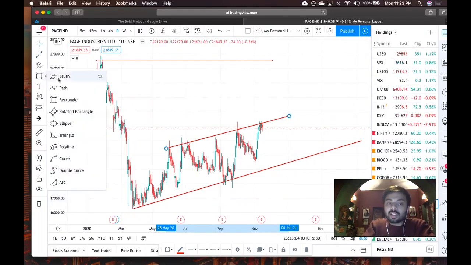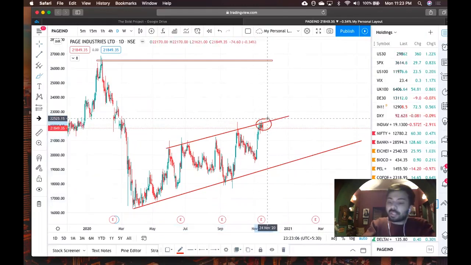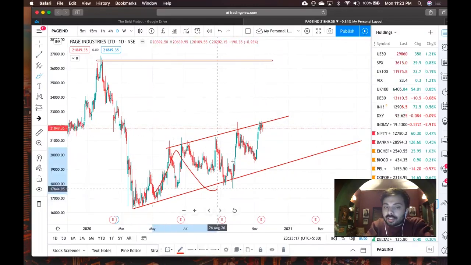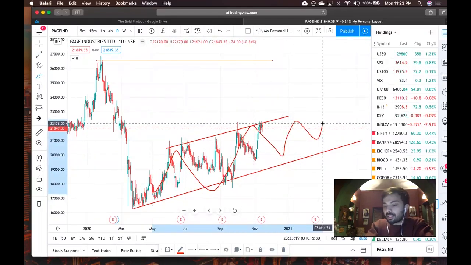Page Industries, why is it getting resistance here? Because of the trend line concept. You couldn't have guessed that with the horizontal lines concept. So trend lines do play a very important part. So that's my forecast. It is moving in this parallel channel range right now.